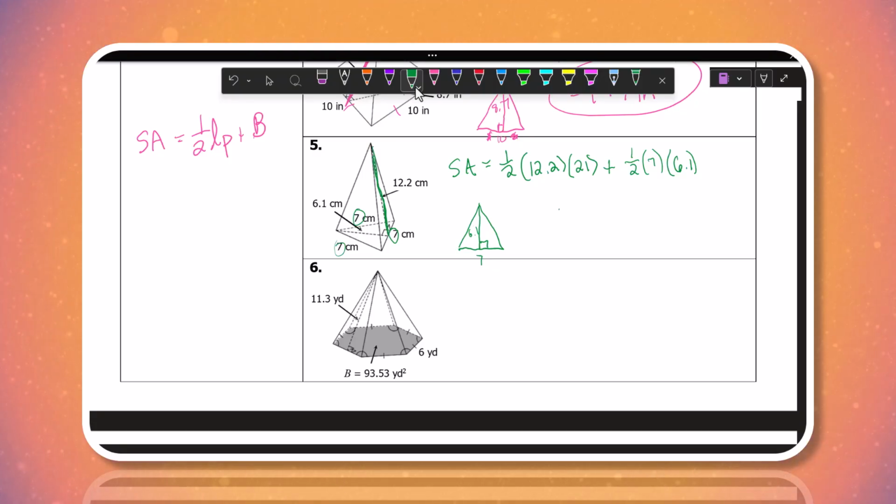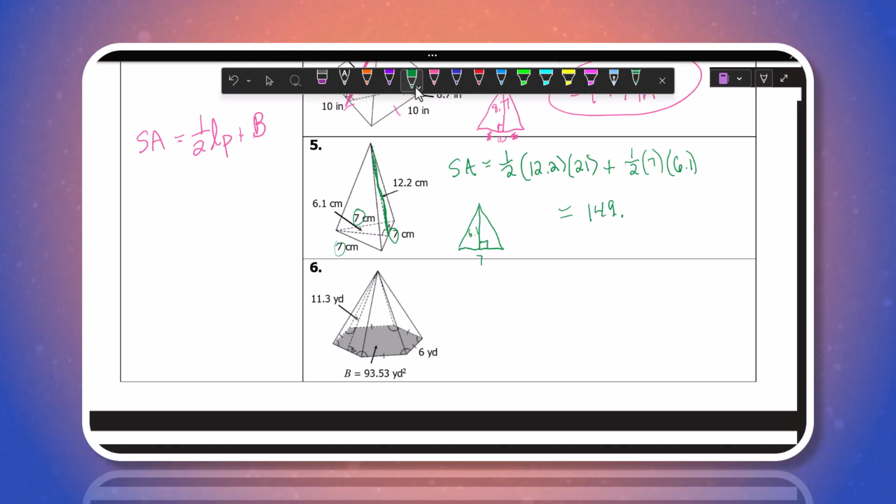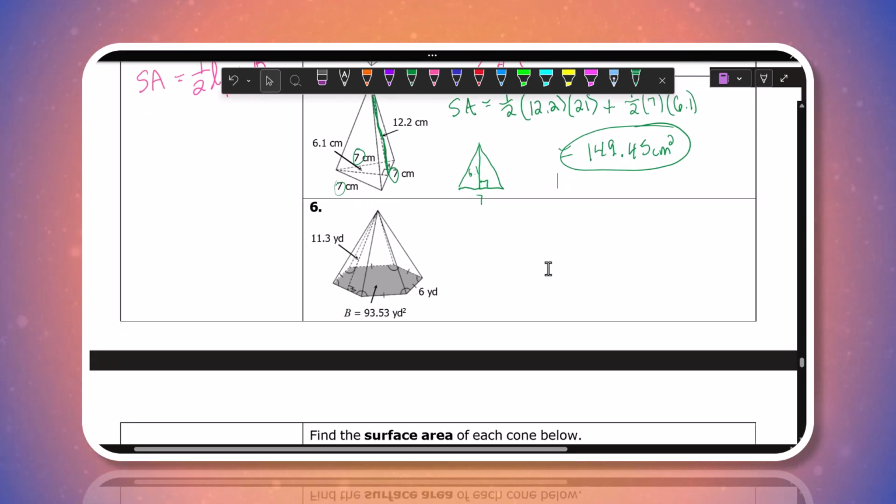Again, we throw that in our calculator and we get 149.45 centimeters squared. Again, don't forget the squared on your units. Don't forget the units. That's what we're looking for. All right.